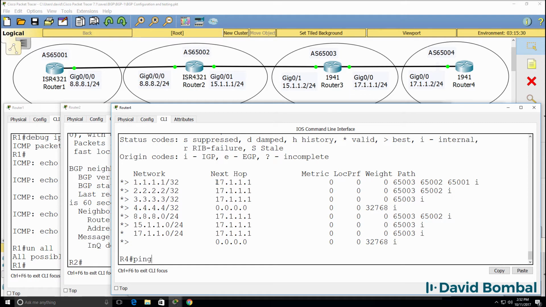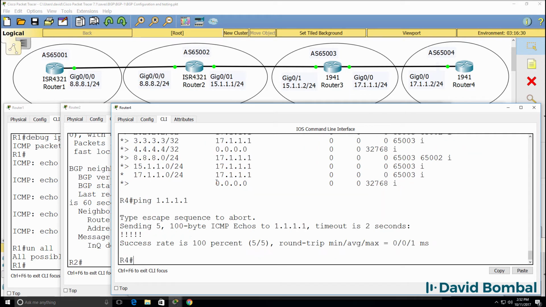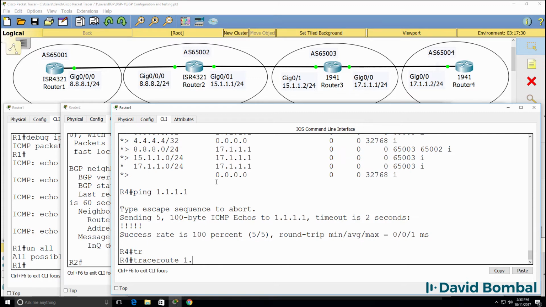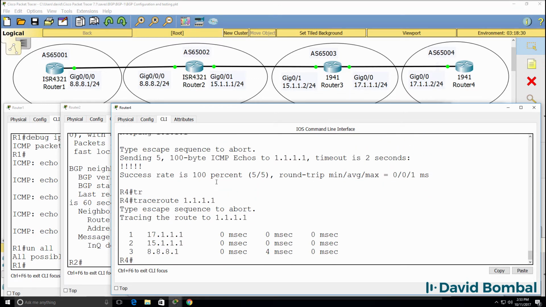So we should be able to ping the loopback of router 1, which we can. We should be able to trace to the loopback of router 1, which we can. Traffic went to router 3, router 2, and then router 1.